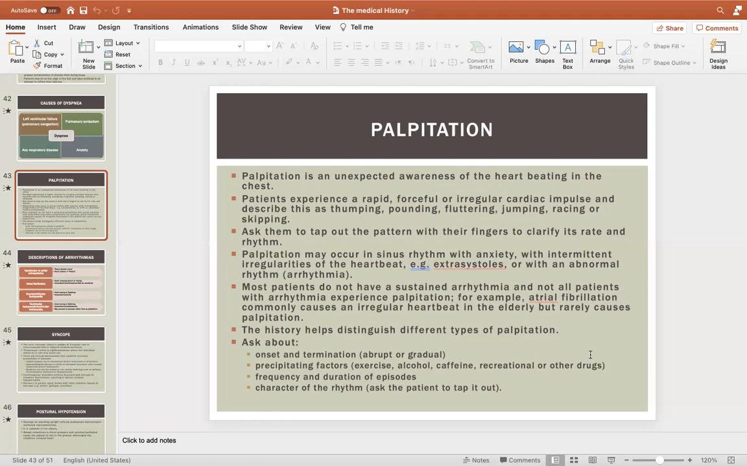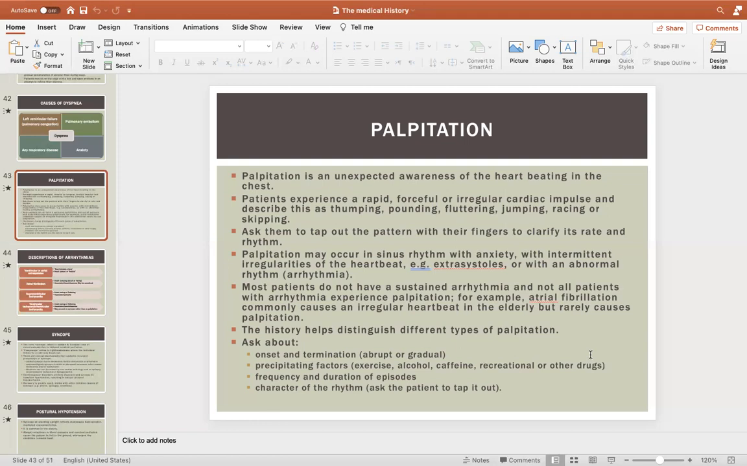Palpitations may occur in sinus rhythm, when the rhythm is normal, with anxiety, and with intermittent irregularities of the heartbeat, like in cases of extrasystoles or ectopic beats, or with an abnormal rhythm in cases of arrhythmia. Most patients do not have a sustained arrhythmia, and not all patients with arrhythmia experience palpitation. For example, atrial fibrillation commonly causes an irregular heartbeat in the elderly, but rarely causes palpitation.